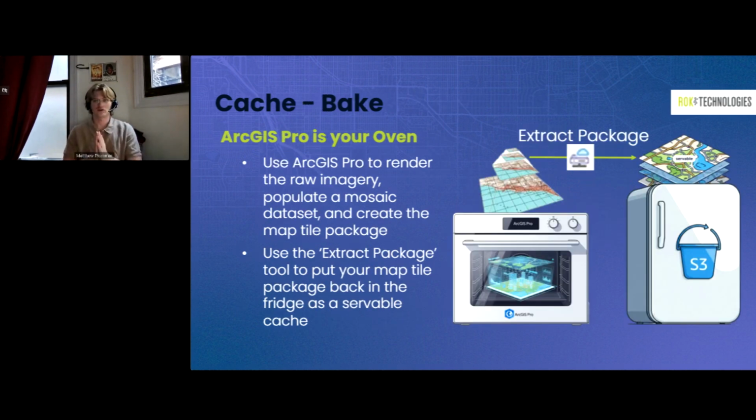Cache, bake. ArcGIS Pro is your oven. You can do anything. You can create the coolest mosaic data sets. You can pull imagery directly in, and whatever you create in ArcGIS Pro with the vast library of tools that is there, all you really have to do for a lot of that stuff is just use the extract package tool. So you build these huge packages. It takes a bunch of rendering time. It's this super intricate data set, amazing imagery, amazing scenes, amazing vector tile base maps, anything. And you just extract package and you got a usable servable cache back home in your fridge for you to use in ArcGIS Enterprise.